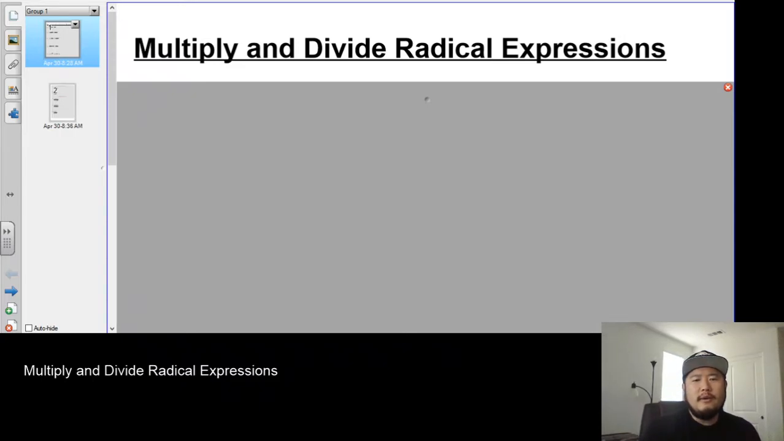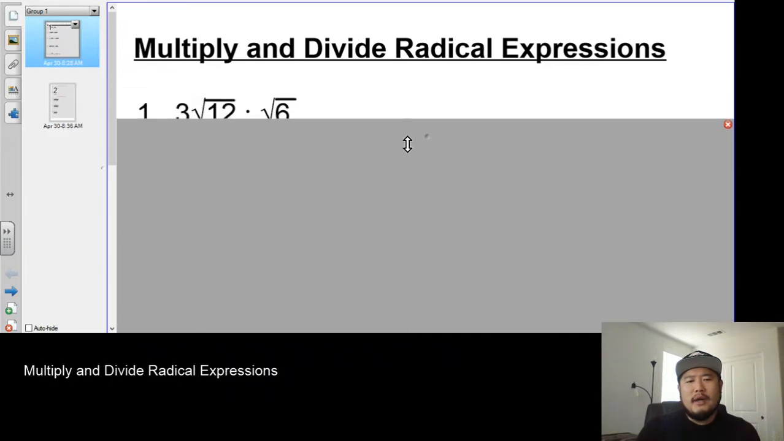Let's continue with our journey through radical expressions. This time we're going to multiply and divide them. Now, multiplying and dividing is a little bit different than adding and subtracting, obviously. But part of it is you don't have to have the same radicand in order to multiply and divide. That's something that you only need when you add and subtract.